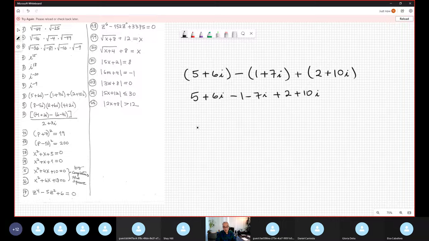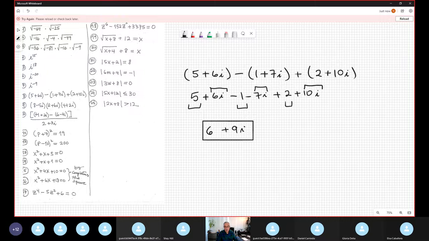Okay, no FOIL, it's addition and subtraction. You remove the parentheses, be careful. When you have a minus, this minus affects everything inside the parenthesis after the minus. So now we combine real with real. 5 minus 1 is 4, plus 2 is 6. Imaginary: 6 minus 7 is negative 1. Negative 1 plus 10 is positive 9. Final answer.